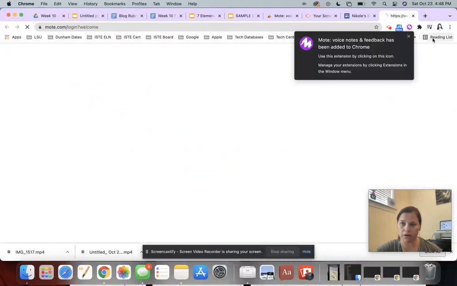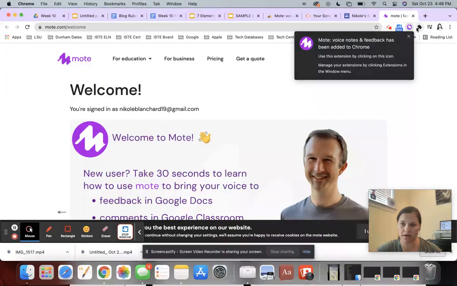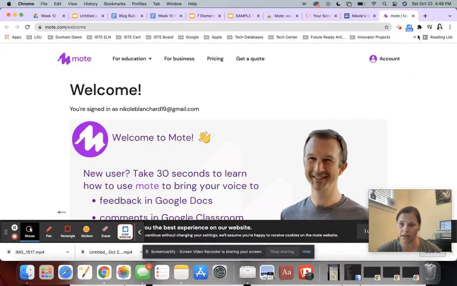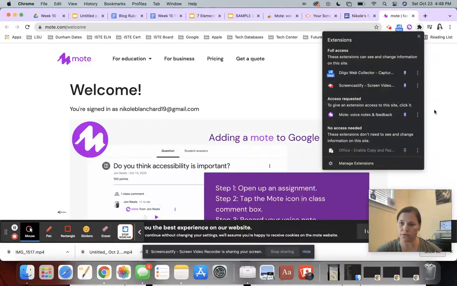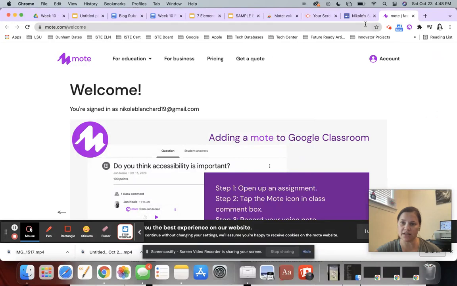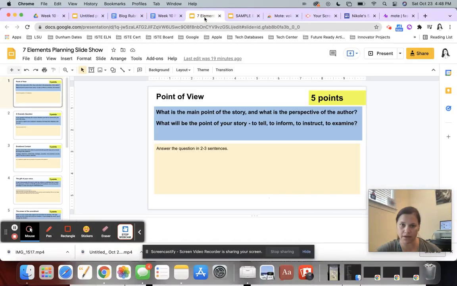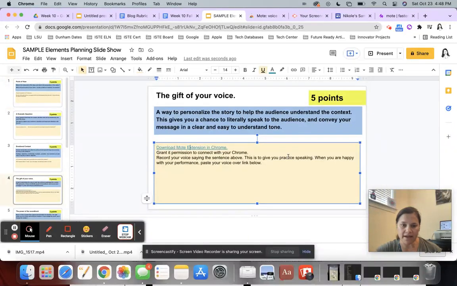Okay, and remember, there's a puzzle piece right here. If you don't see the little M, like I didn't see it, I can just click on the puzzle piece and pin it, and now I can see Moat. And that is an extension that's going to let us, you'll see in a moment. Let's see, I'm going to go back to that page. Oh, that's the wrong page. I'm going to go back to that page, and it says grant permission.